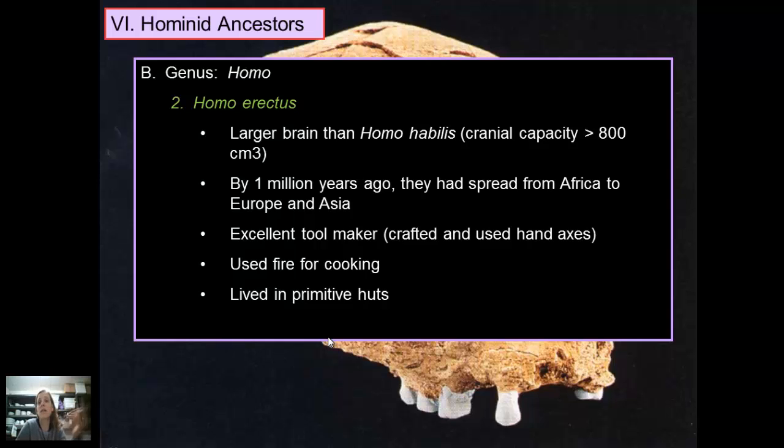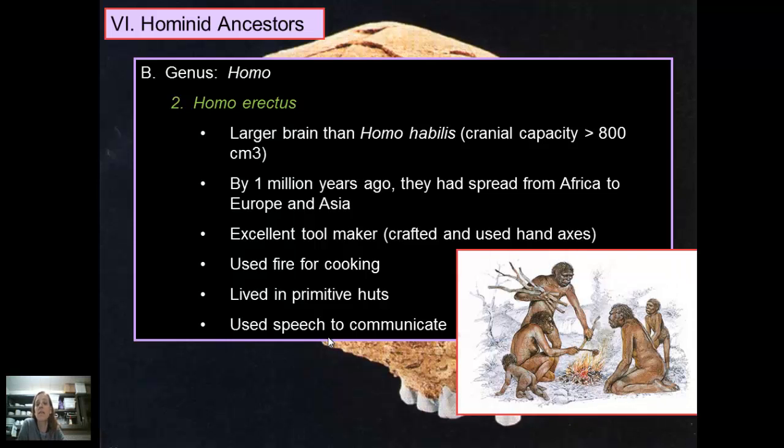And they lived in primitive huts, so we're really starting to see a society begin to develop, a culture beginning to develop. And they used speech. It is indicated that they used speech to communicate. And this is an artist's interpretation, and what you'll notice is that Homo erectus is beginning to form social groups that are gathering around a fire to cook food, to share responsibility, to share stories as well. So really beginning to see primitive civilization and societies evolve.